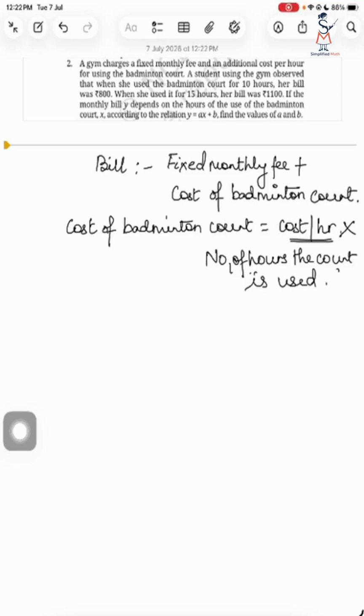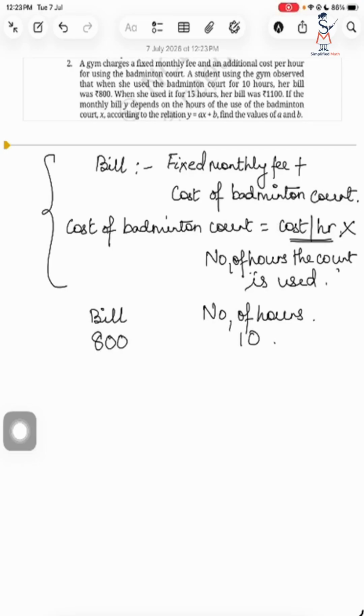Now it is saying a student using the gym observed that when she used the badminton court for 10 hours, her bill was 800. So there is a relationship between bill and number of hours. This is just for your understanding. So bill was, how much was the first bill? It was 800 and the number of hours was 10. In the second case, the bill was 1100 and the number of hours the court was used was 15.